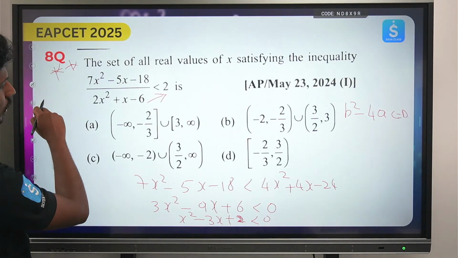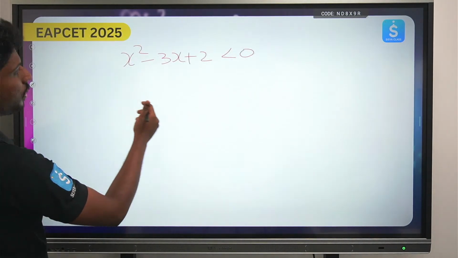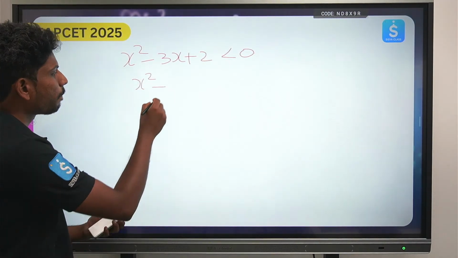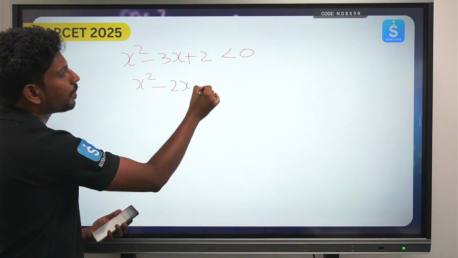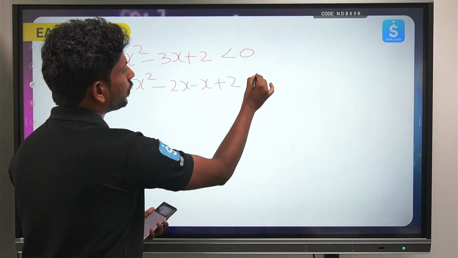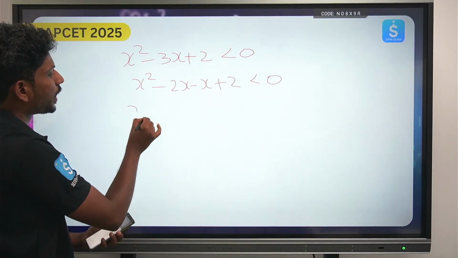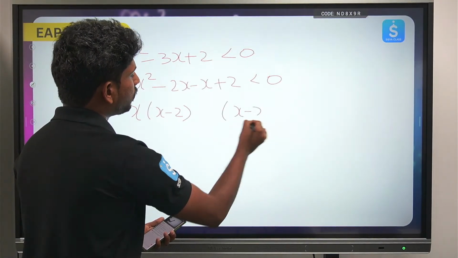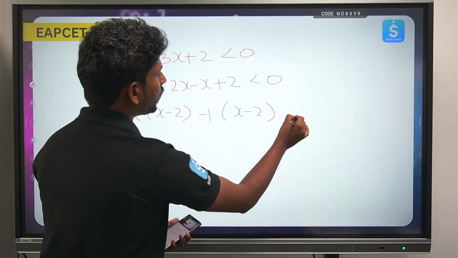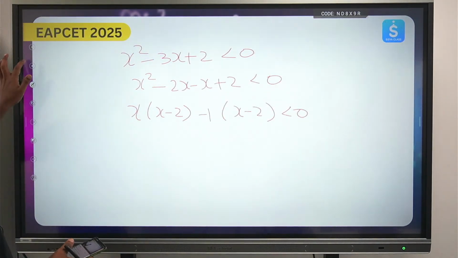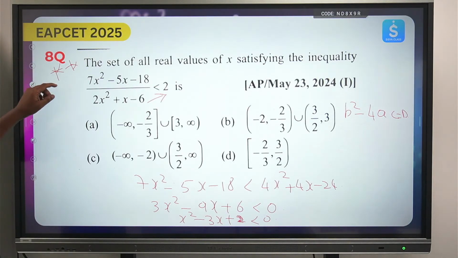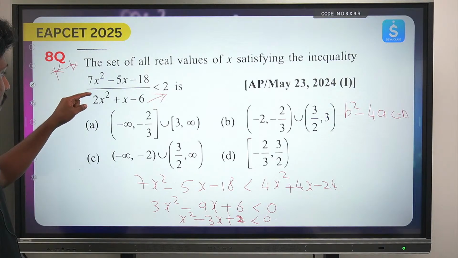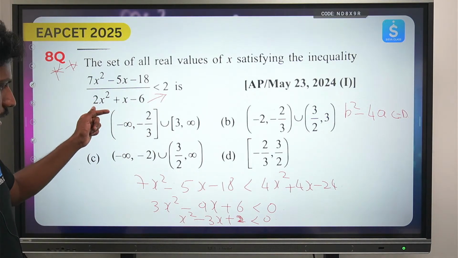Sorry, he said greater than? Yeah, she said less than. That's perfect. Okay, now we have x square minus 3x, we can write it as minus 2x minus x plus 2, which is less than 0. So I can take x common, x into x minus 2, minus 1 into x minus 2, which is less than 0. So we have x minus 1 into x minus 2 less than 0, the set of real values of x satisfying the inequality. Let me just again check. 7x square 2x.